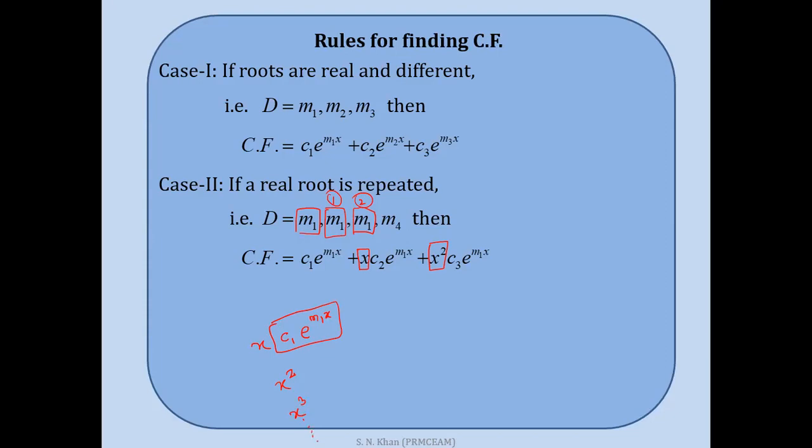This method, this process will continue. Now here the fourth root is different. Here m4 has come. Earlier m1 was written, now it is m4. So m4 is now different. No doubt it is real, the imaginary term is not written here. So it is real, but it is different. So the root is different. It means that for this different root we do not have to multiply by x. Directly we will write the fourth term as c4 into e to the power m4x. The fourth root is different here, so for it we have added the fourth term c4 into e to the power m4x.